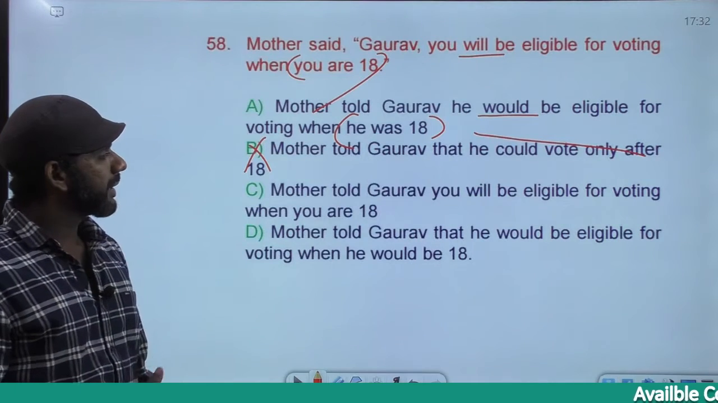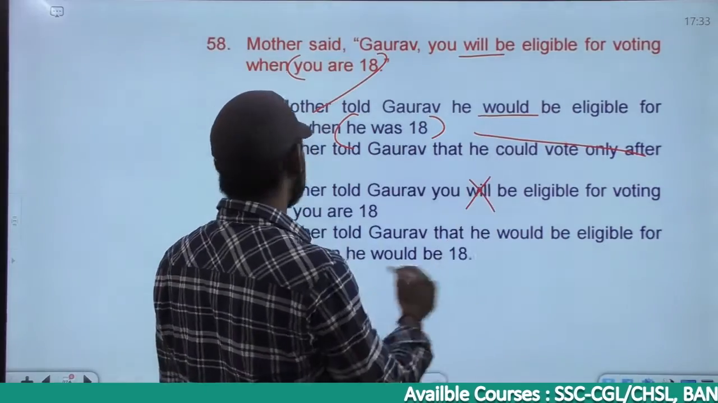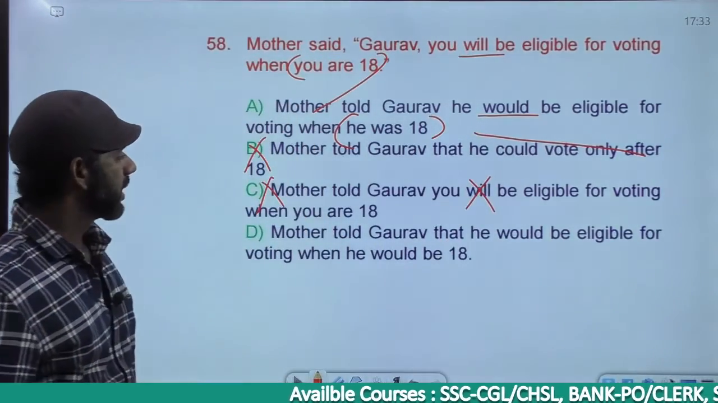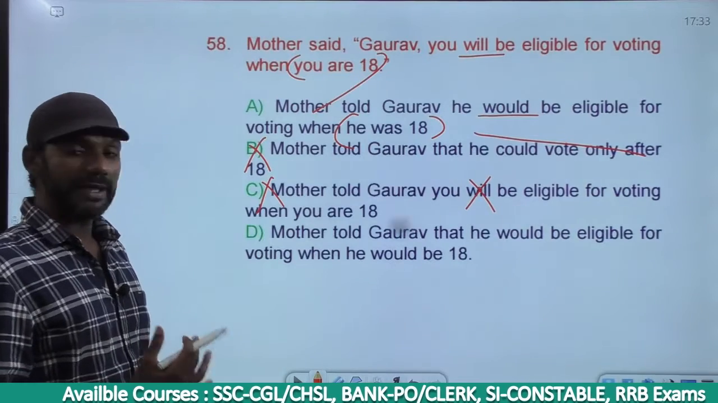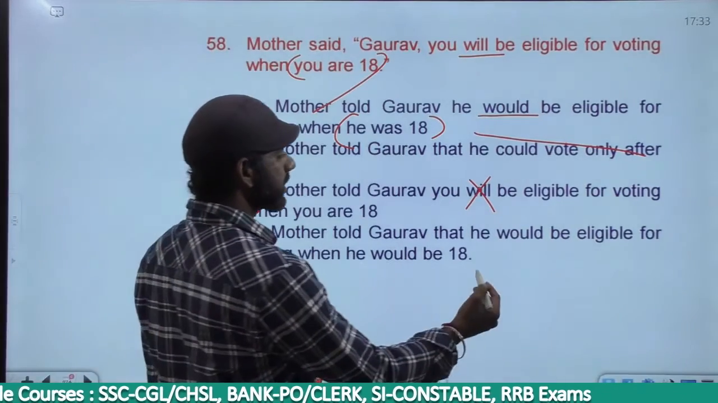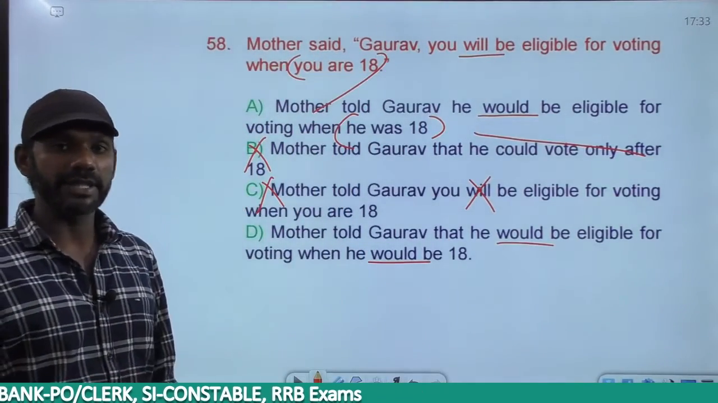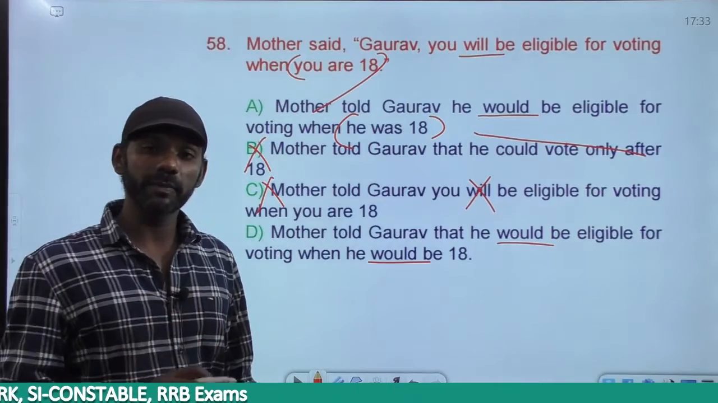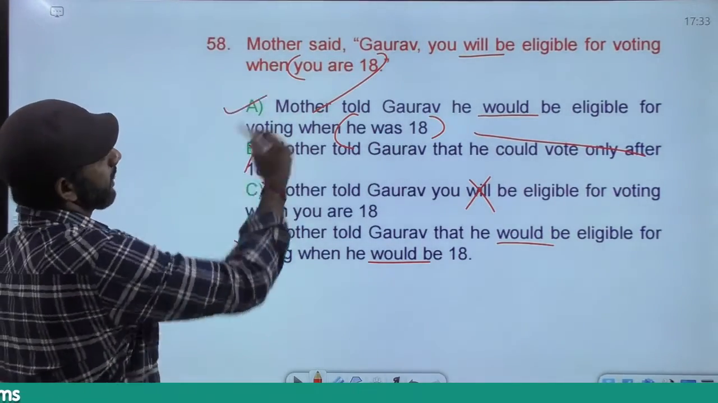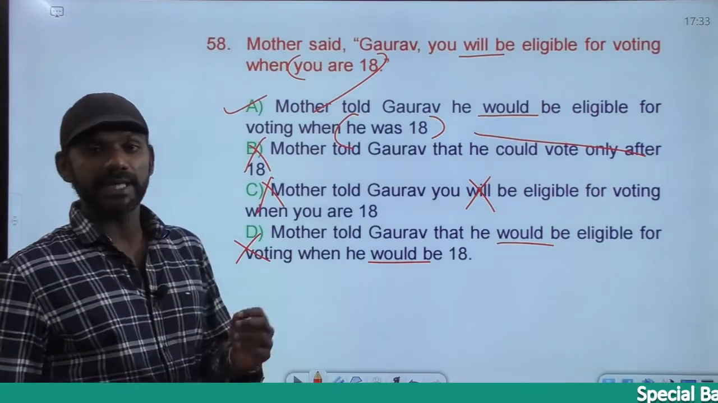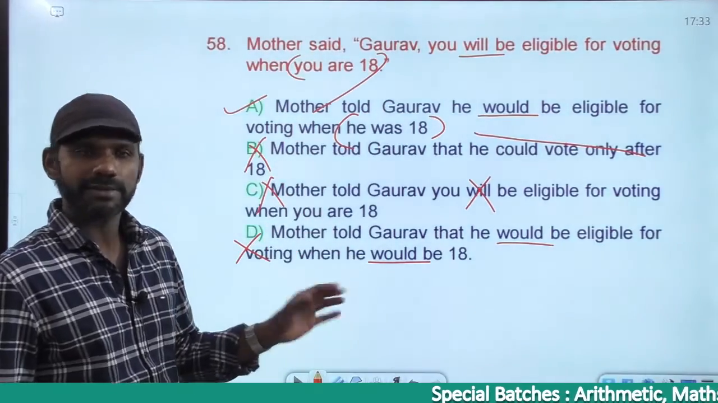Come to C. Mother told Gaurav you will be eligible. Will does not come in indirect speech. Eliminated. Come to D. Mother told Gaurav that he would be eligible for voting when he would be 18. In this sentence, would is used twice. The error is redundancy, repetition. In a sentence, there should not be more than one word conveying the same meaning. Redundancy gone. The answer must be A. "That" is missing here, but that's okay. That's the only option we can go for among the 4 given options.